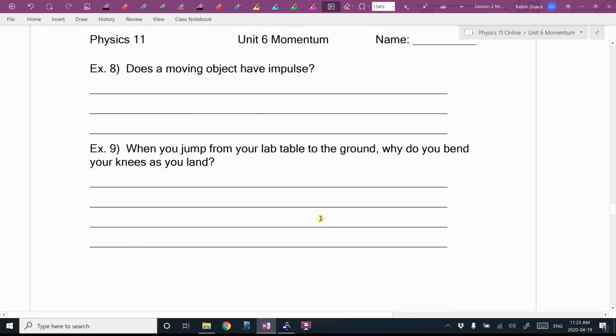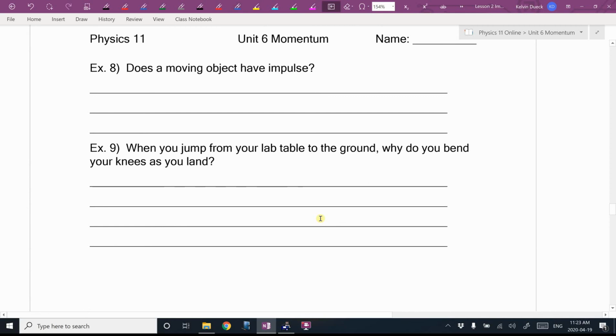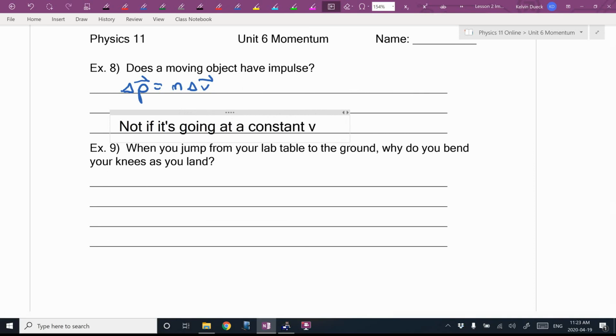Turn the page. Does the moving object have impulse? Well, impulse is a change in momentum. It's mass times a change in velocity. So does a moving object have impulse? Not if it's going at a constant velocity. It has momentum, but no changing momentum. By the way, if you're at a constant velocity, that also means the net force on you is zero. Well, of course it is, because if there was an unbalanced force, another way to calculate impulse is force times time.